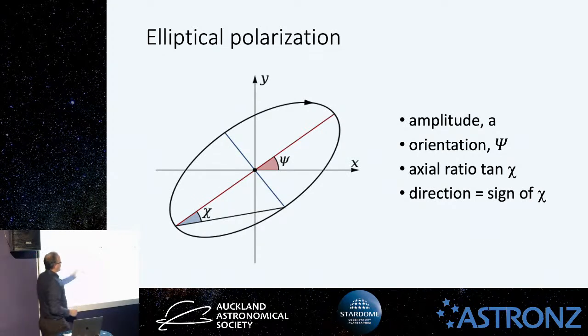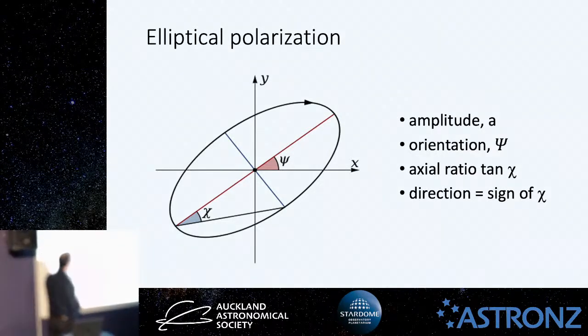And then the angle that this ellipse makes with respect to the x-axis is given by psi, which tells us the orientation of the ellipse. And then the axial ratio is given by the tangent of this angle chi here. So those three numbers can fully describe the polarization state of a monochromatic wave.